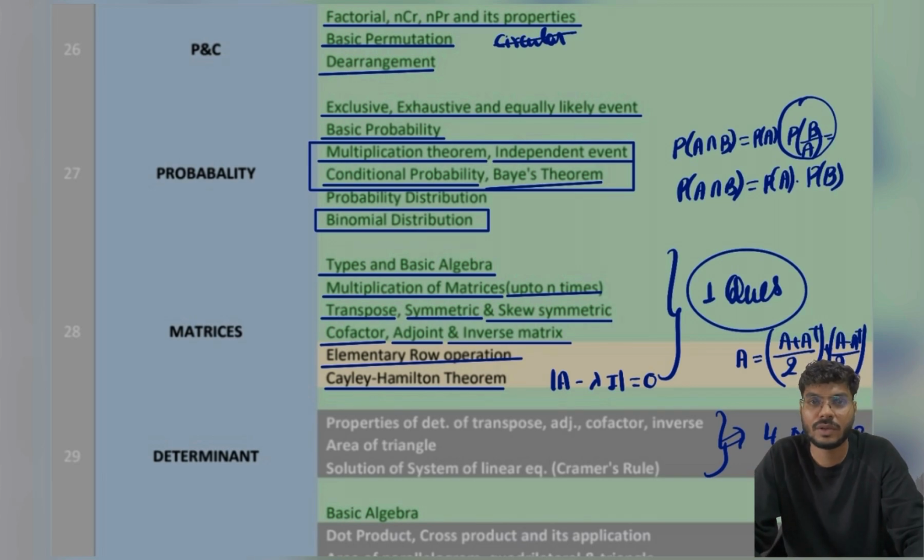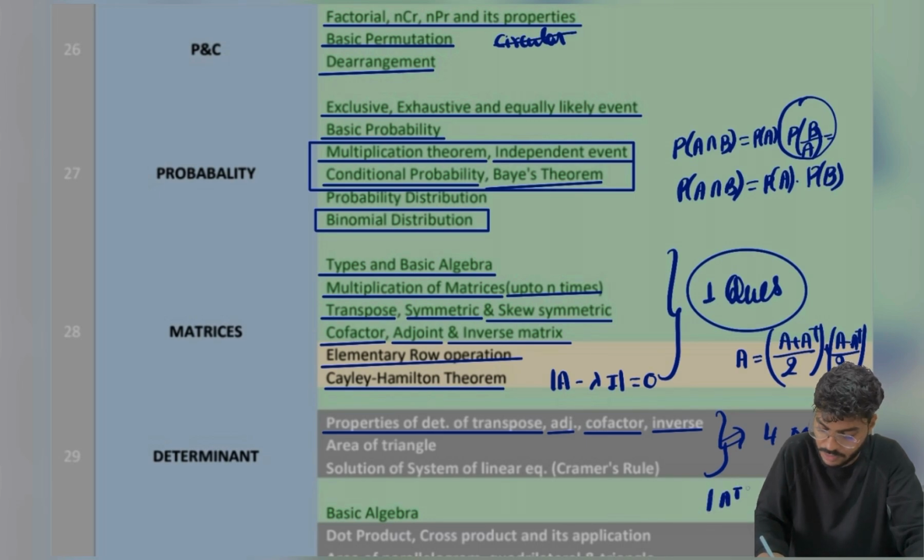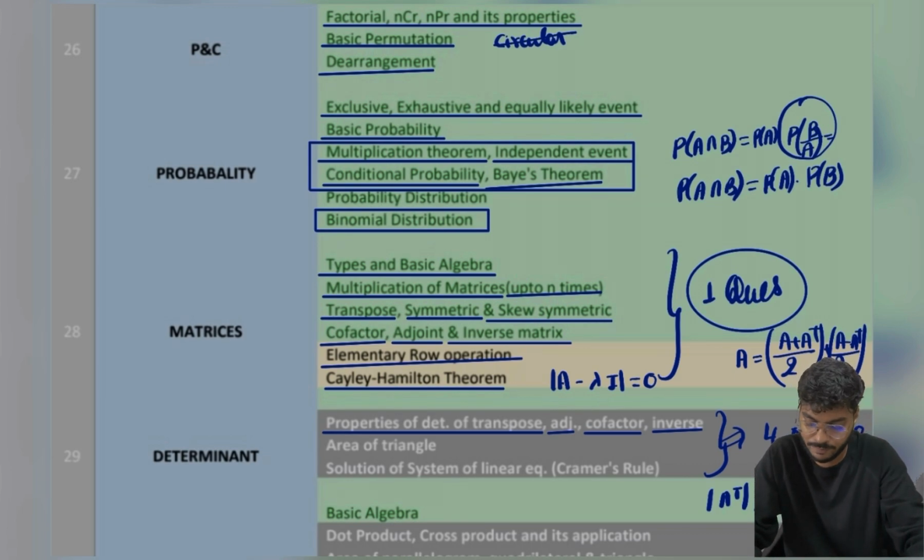What topics are important in the determinant? Properties of the determinant of transpose, adjoint, cofactor and inverse. What is the determinant of A transpose? What is the determinant of A inverse? What is the determinant of adjoint A? These properties, adjoint of A, 3 times adjoint, what should be the determinant, right?